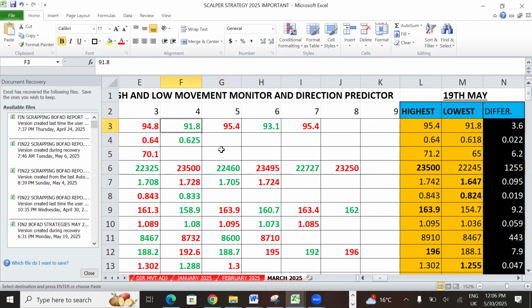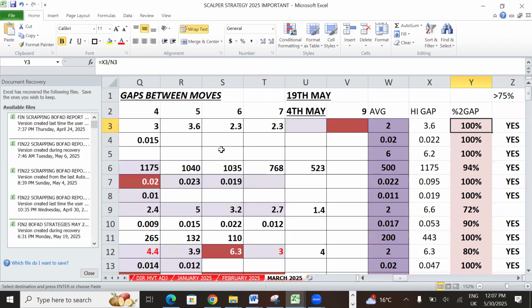So you can see if I started buying at 93.4, it got to 91.8. When it reversed back, it still went above 93.4. So all my buys from 93.4 would have still closed in profit at 95.4 here. So you can see. So that's it.